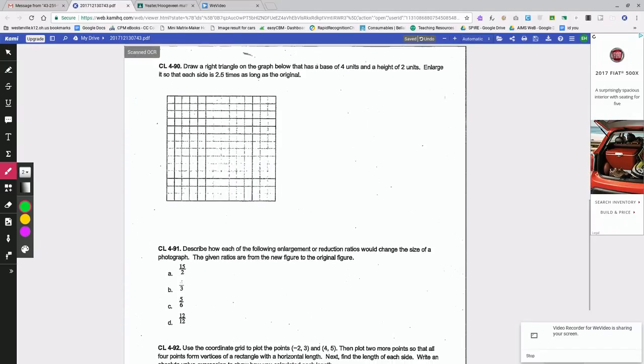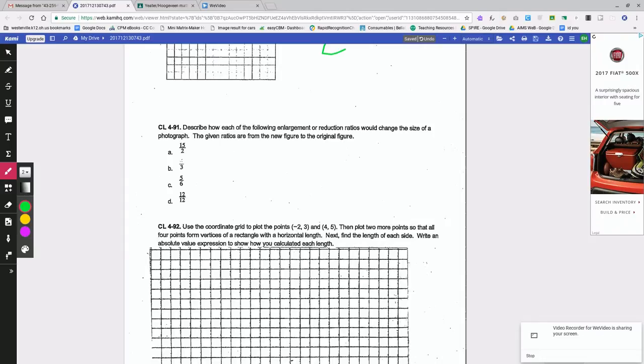On the back, we have to draw a right triangle that has a base of 4. So again, just 4 right here, and a height of 2. Connect them. Enlarge it so it's 2.5 times. So again, you're going to take your 4 and your 2 and multiply each one by 2.5. You should get your new triangle. Pretty easy, but you're going to have that on your test tomorrow.